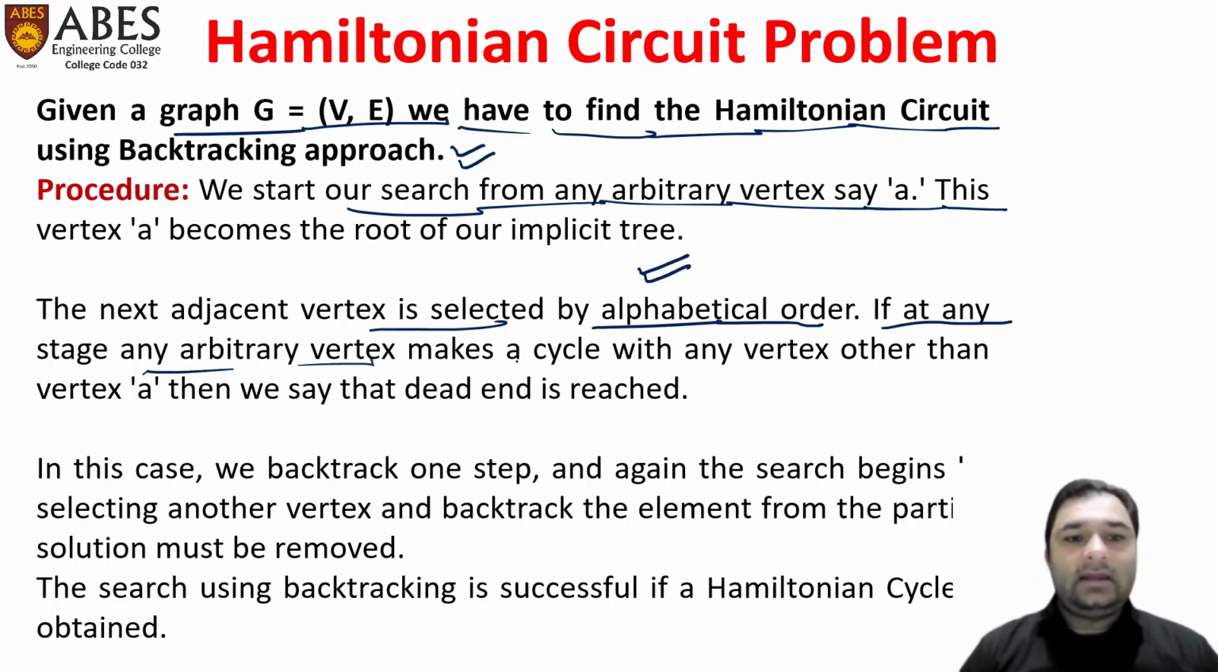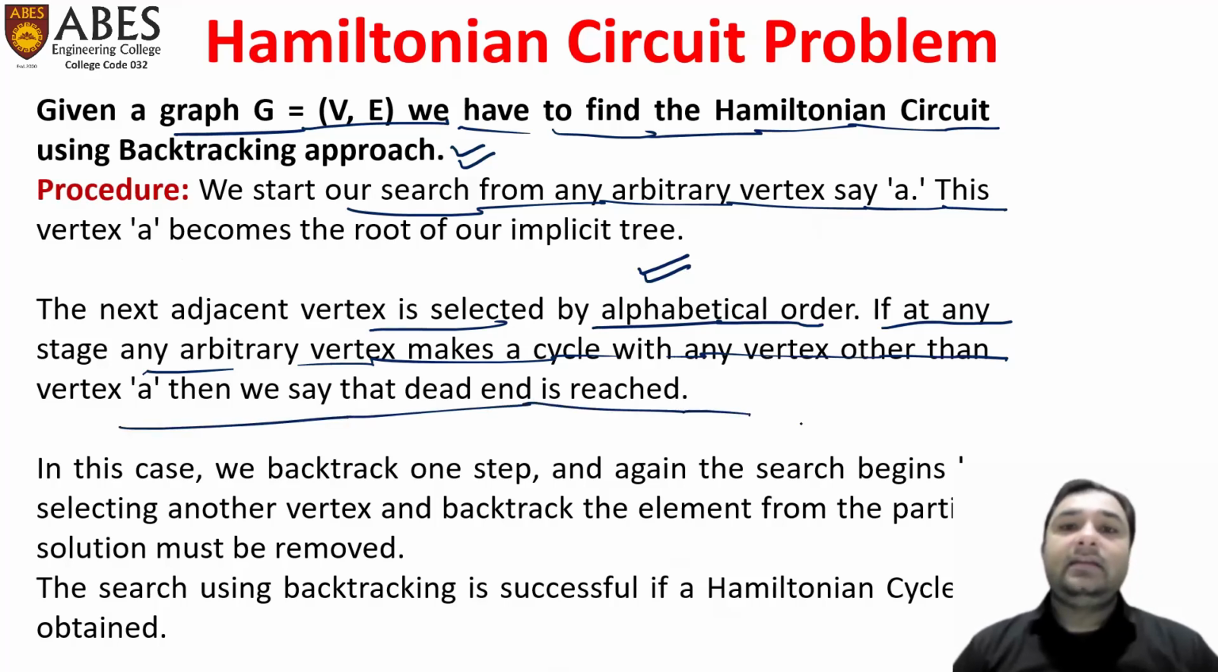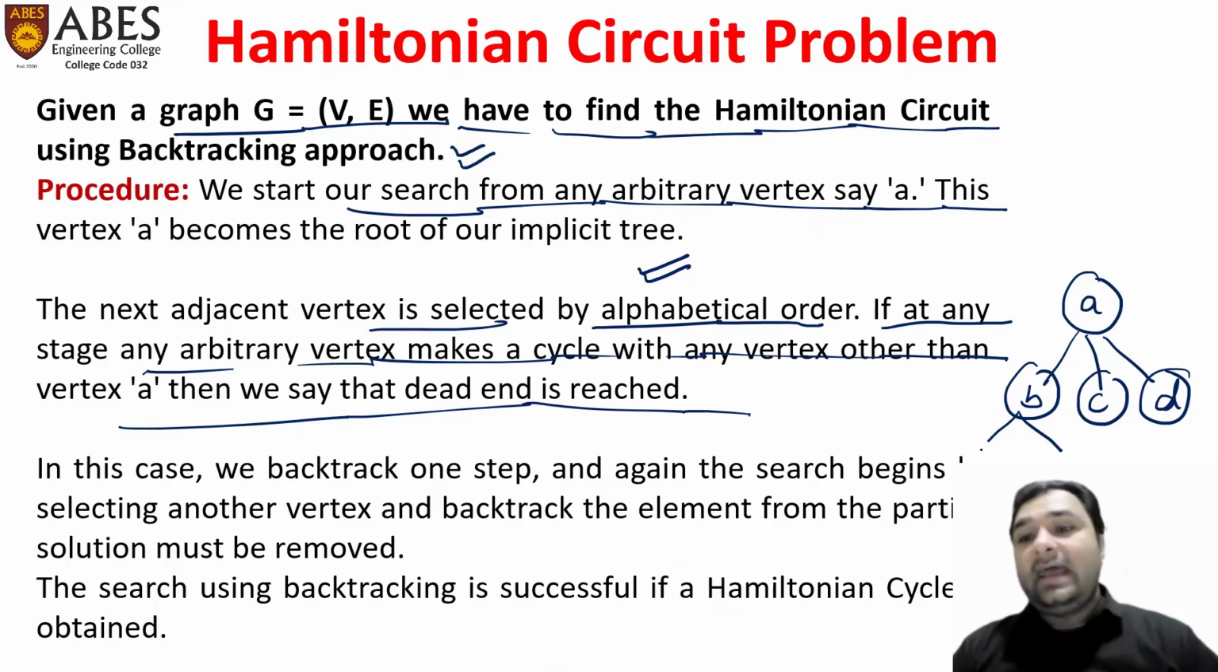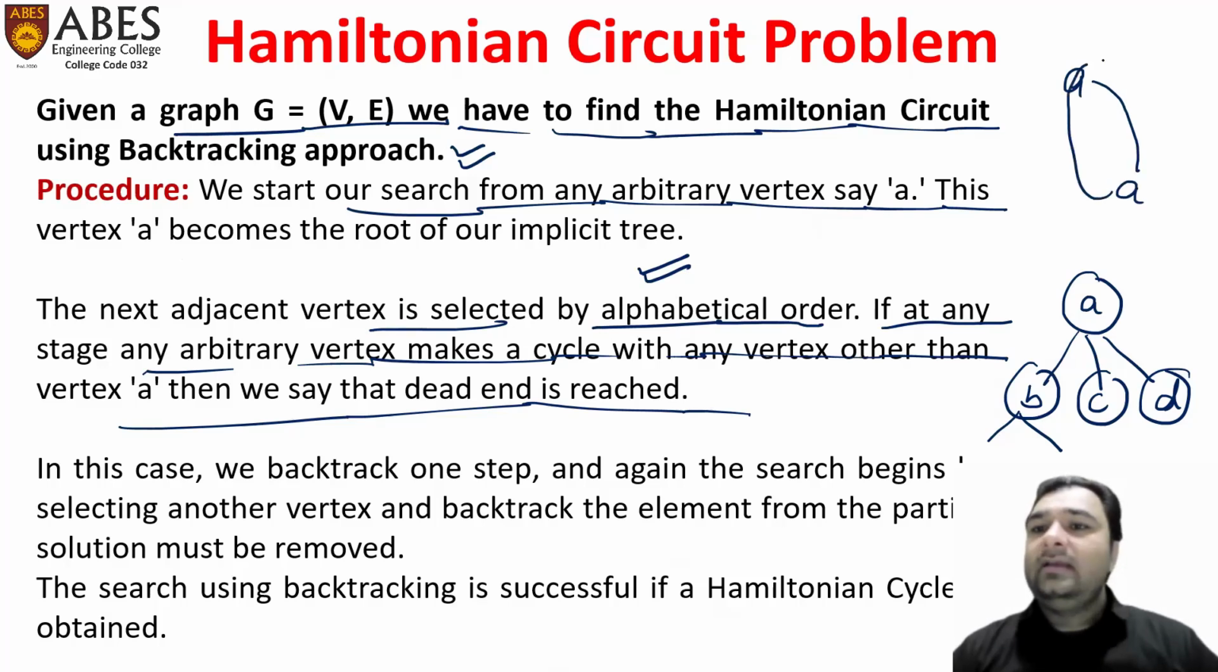If at any stage any arbitrary vertex makes a cycle other than with A, then we have to say that a dead end is reached. What is a Hamiltonian circuit problem? We start from any arbitrary vertex A, then we explore the vertices in the alphabetical order B, C, D. Let's suppose these are the adjacent. Then we see which is adjacent to B. Then we keep on exploring the vertices on the basis of the DFS approach, and starting from A, covering all the vertices and then coming back to A is a Hamiltonian circuit. The circuit must be formed after reaching all the vertices.